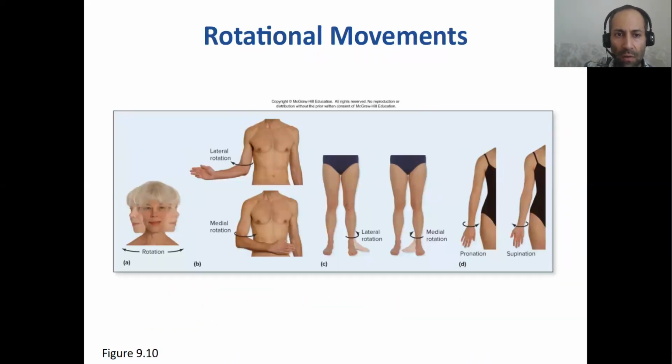Okay, rotation, lateral rotation, when you move your hand laterally away from the midline. Medial rotation, when you move the arm back. So again, here, lateral rotation, medial rotation. For your face, lateral rotation away from the midline, medial rotation back to the midline. Same with your foot, lateral rotation away, medial rotation towards the midline.